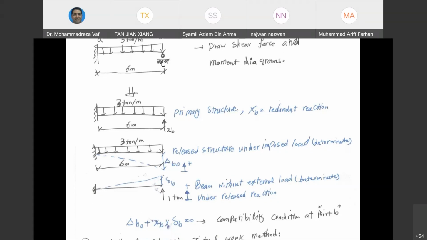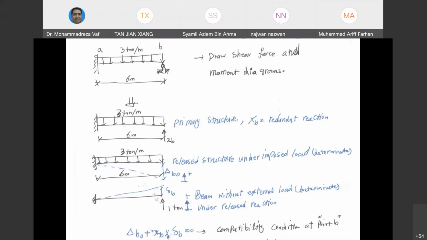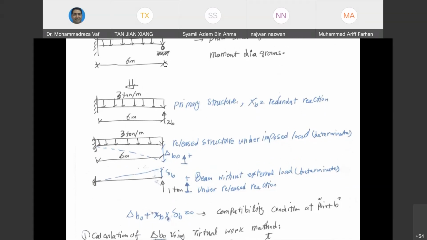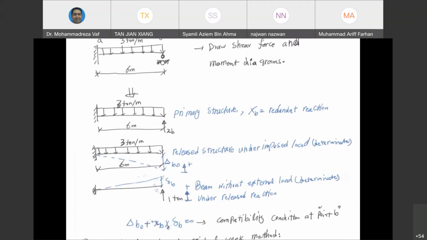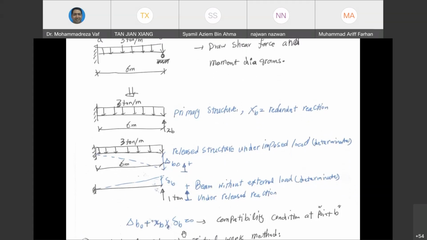There are cases, for example, where you have settlement at point B. If you have settlement, let's say 3 centimeters, then you can put 3 centimeters of settlement on the right side also. So these two summations should equal 3. But since there is no settlement at point B, we assume it to be 0. So that's why on the right side we have 0.